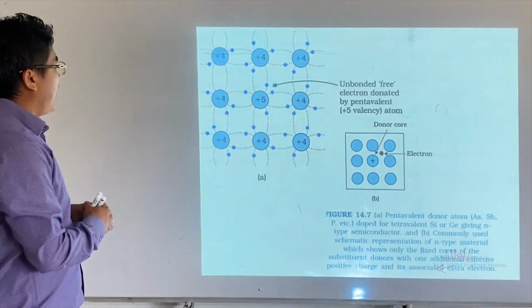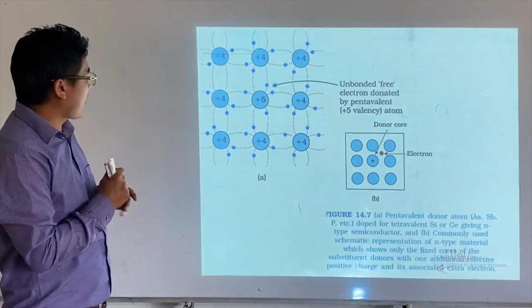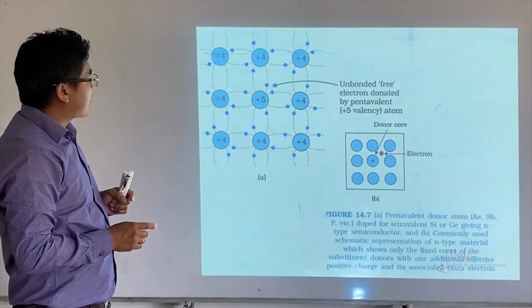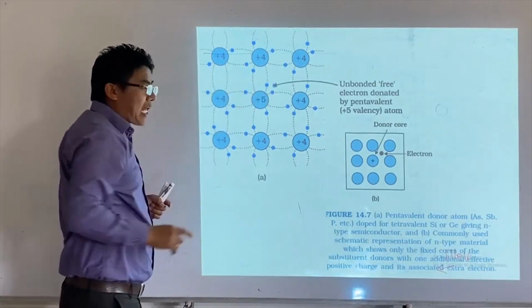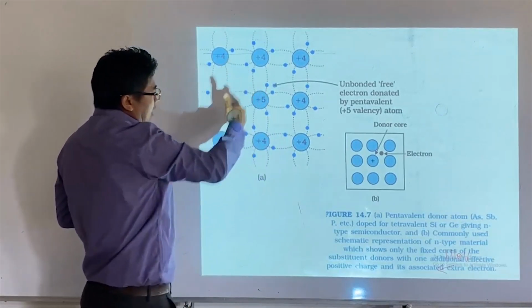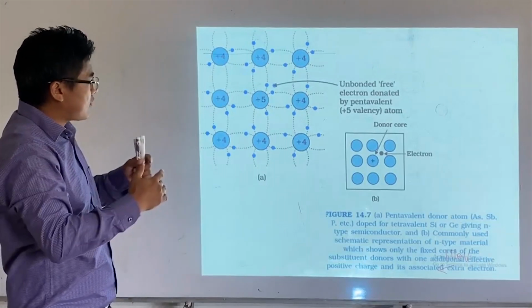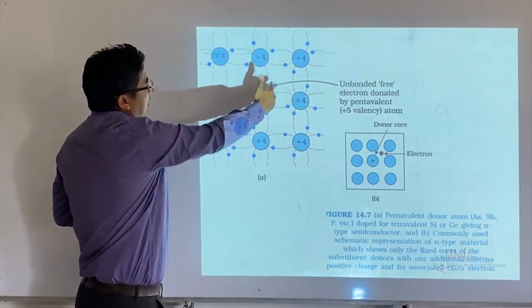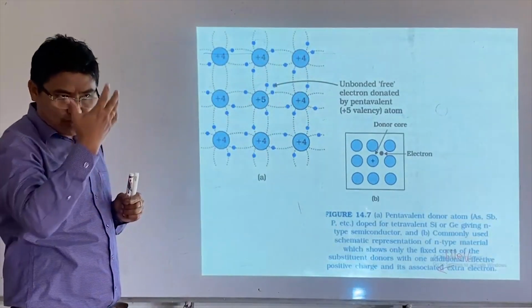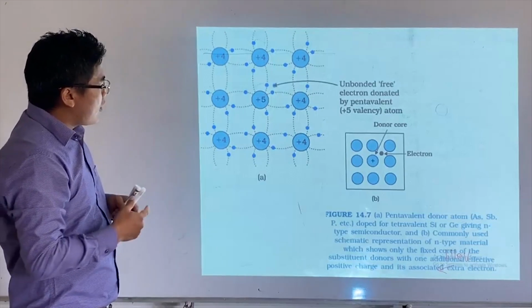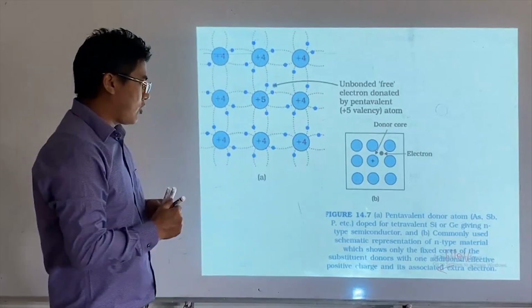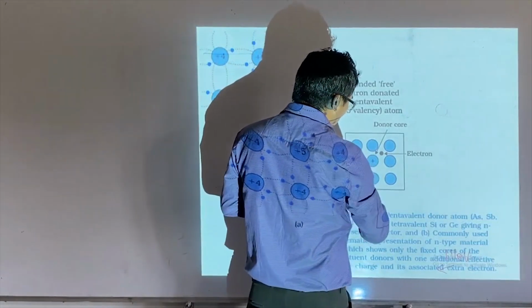Yeah, this is what we have. This is a phosphorus plus 5. And this is the 5th electron of a phosphorus atom, which is very loosely bound to the phosphorus nucleus, and this can be easily pushed into the conduction band. So therefore, this is what we call a donor core. Plus, this is called a donor core.